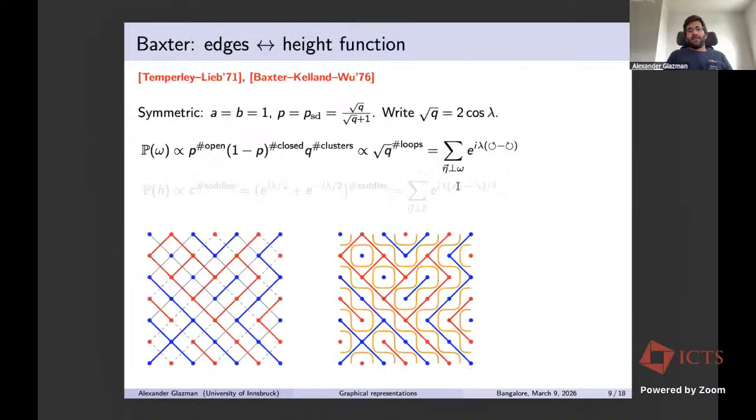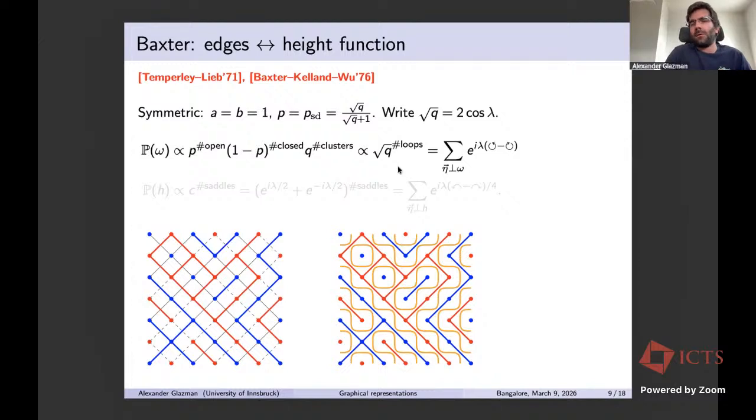This is the seminal Baxter and Wu coupling. So we look at the self-dual point of the random cluster model. In this case, the weight can be rewritten as root q to the number of loops. So loops are drawn between blue and red edges, as you see on the right picture. Again, the left picture is the random cluster model, blue is primal, red is dual, and then you draw these loops between primal and dual.